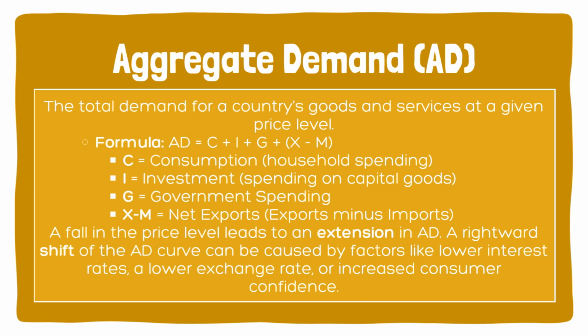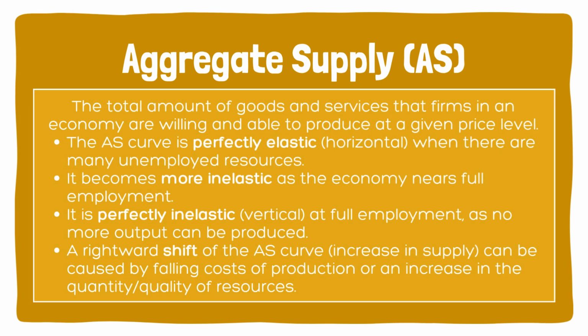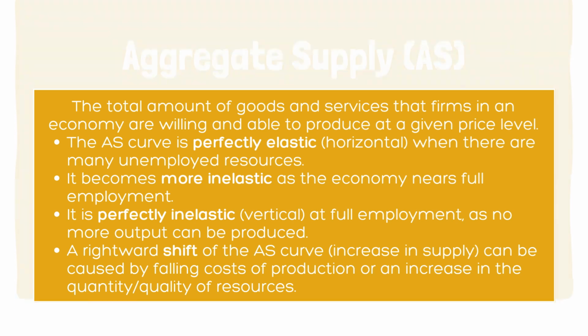Aggregate demand represents total spending in the economy and consists of consumption, investment, government spending, and net exports. An increase in aggregate demand can lead to higher output and possibly higher prices. Aggregate supply refers to the total output firms are willing to produce. When there are unused resources, output can increase without raising prices. But as the economy reaches full capacity, further increases in output tend to push up costs and lead to inflation.